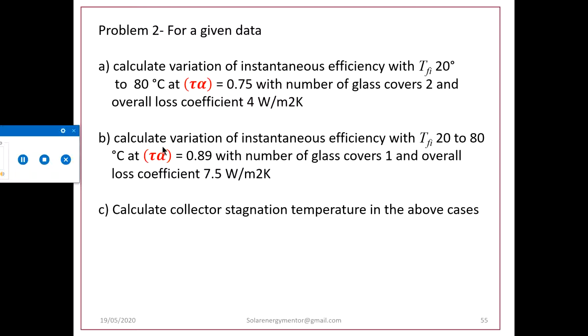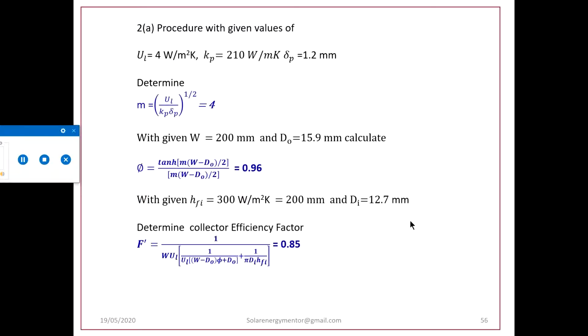And in the second case, calculate again the variation of instantaneous efficiency with TFI from 20 to 80. But here, the transmittance absorptance product is increased to 0.89, the glass covers have been reduced from 2 to 1, and the overall loss coefficient is increased to 7.5. In both cases, we have to calculate the collector stagnation temperature, and we have to comment on the changes in the result.